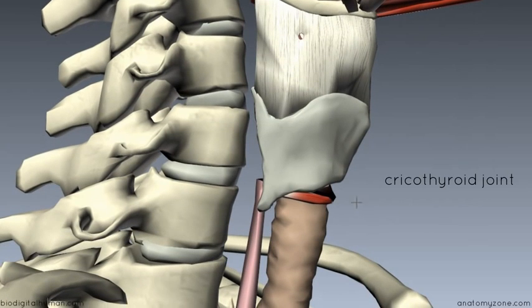So when this muscle contracts, you can see that if it pulls this way, it's going to bring the thyroid forward, and this part can pull it downwards. So you get forward and downward movement of the thyroid cartilage when the cricothyroid muscle contracts. So it's pulled downwards and forwards.